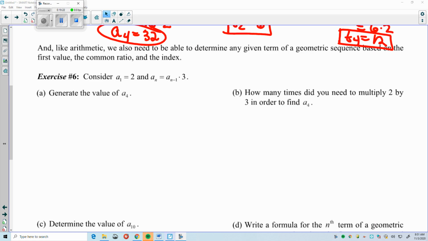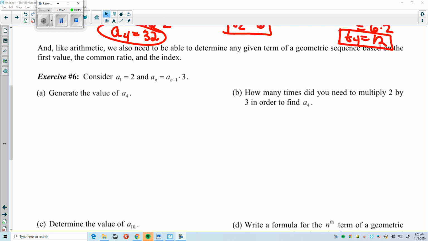So just like we did before, to determine a formula for an arithmetic sequence, we're going to do the same thing for a geometric sequence, based on the first value and the common ratio.